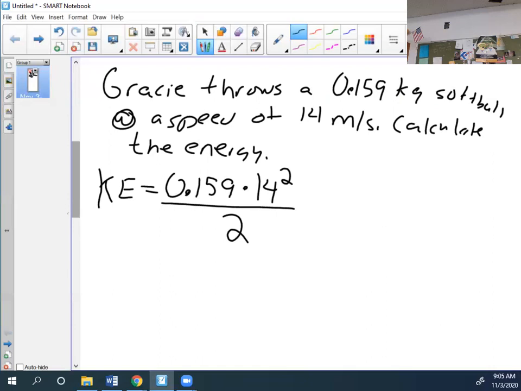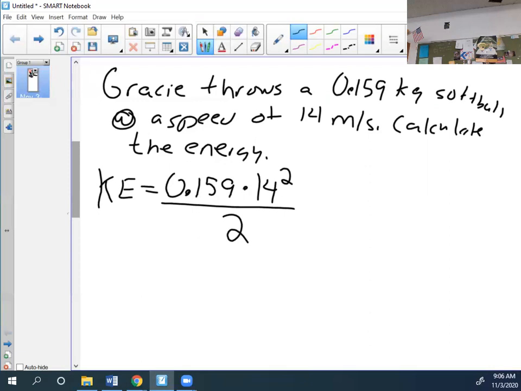How do you do that on your calculator? There's a little squared button, depending on what calculator you use. On Desmos, the little a squared thing is how you square something. Otherwise you have to do 14 times 14. Is it 196? Yeah.